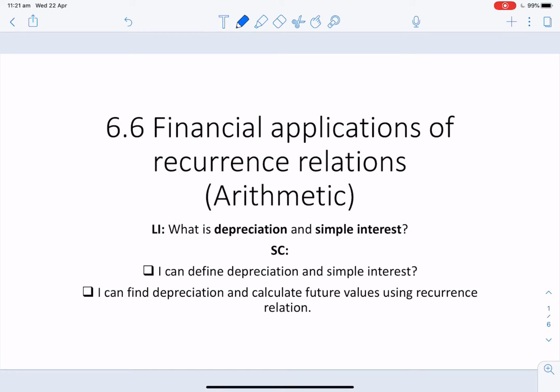So our learning intention for arithmetic is what is depreciation and simple interest. As success criteria, I can define depreciation and simple interest. I can find depreciation and calculate future values using recurrence relation.